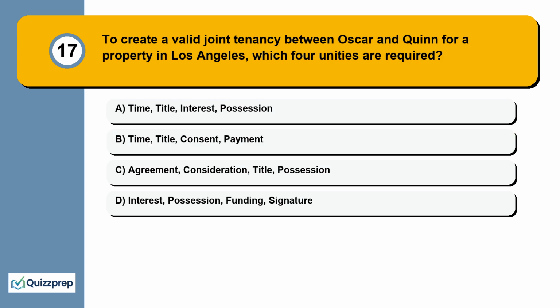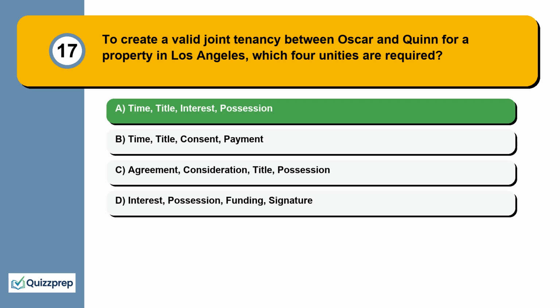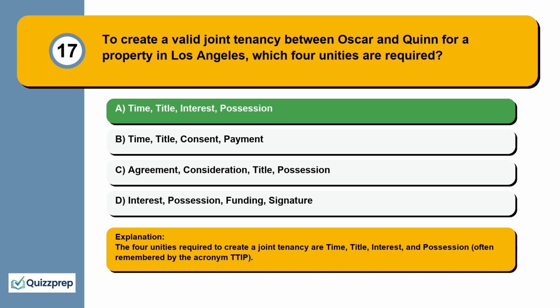Question 17. To create a valid joint tenancy between Oscar and Quinn for a property in Los Angeles, which 4 unities are required? Time, title, interest, possession. Time, title, consent, payment. Agreement, consideration, title, possession. Interest, possession, funding, signature. The 4 unities required to create a joint tenancy are time, title, interest, and possession, often remembered by the acronym TTIP.